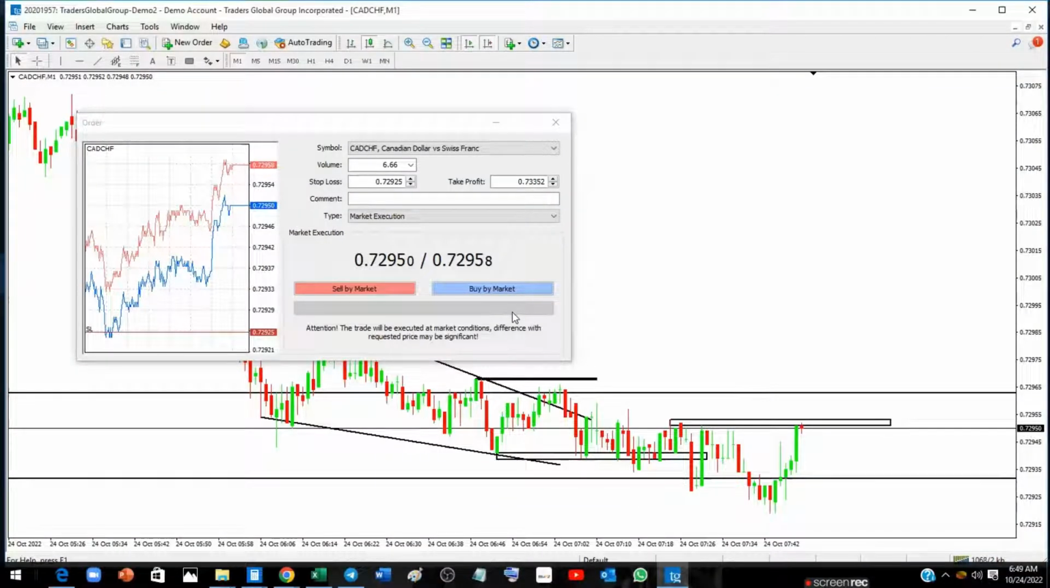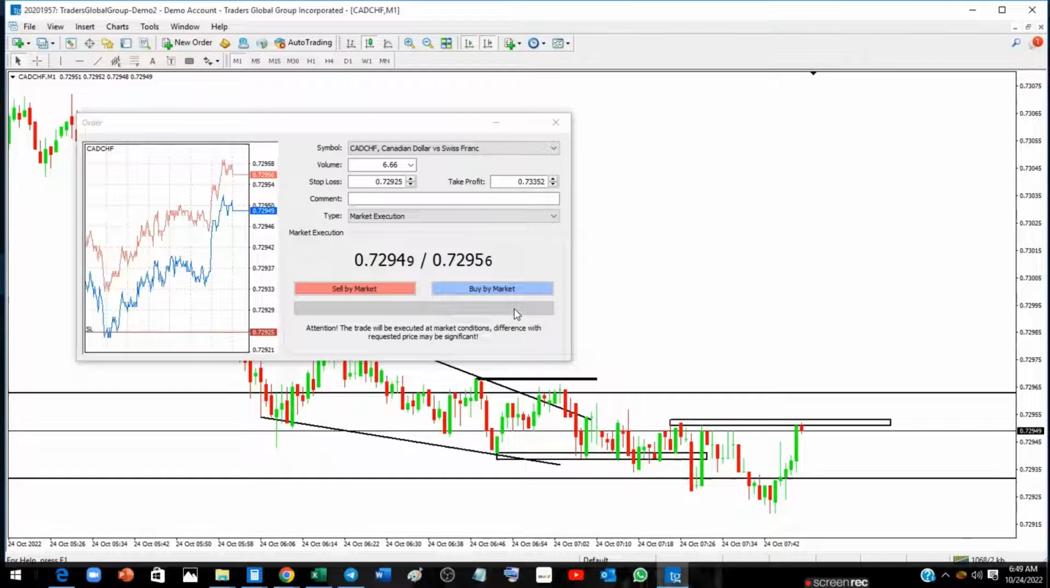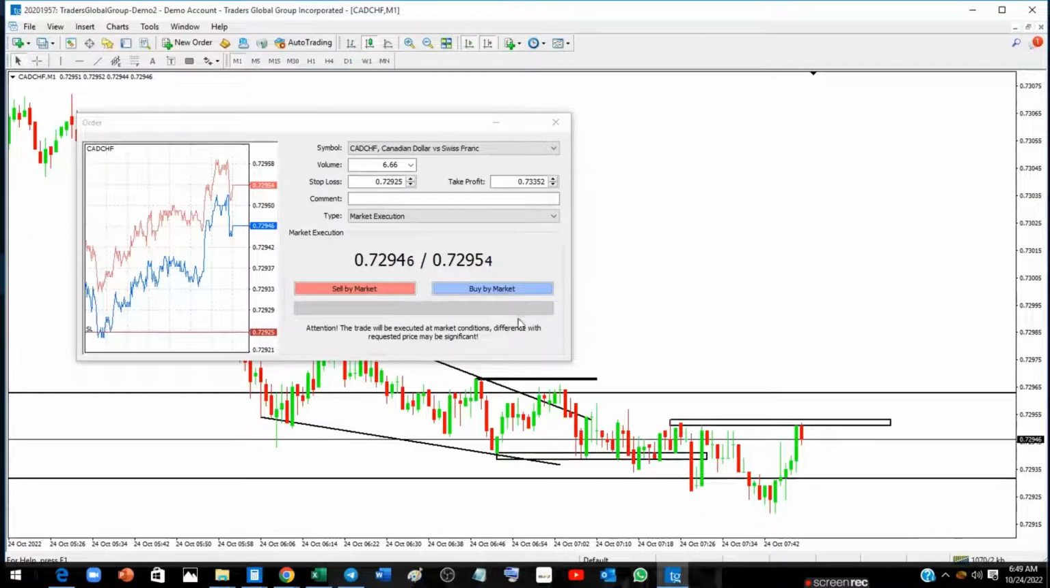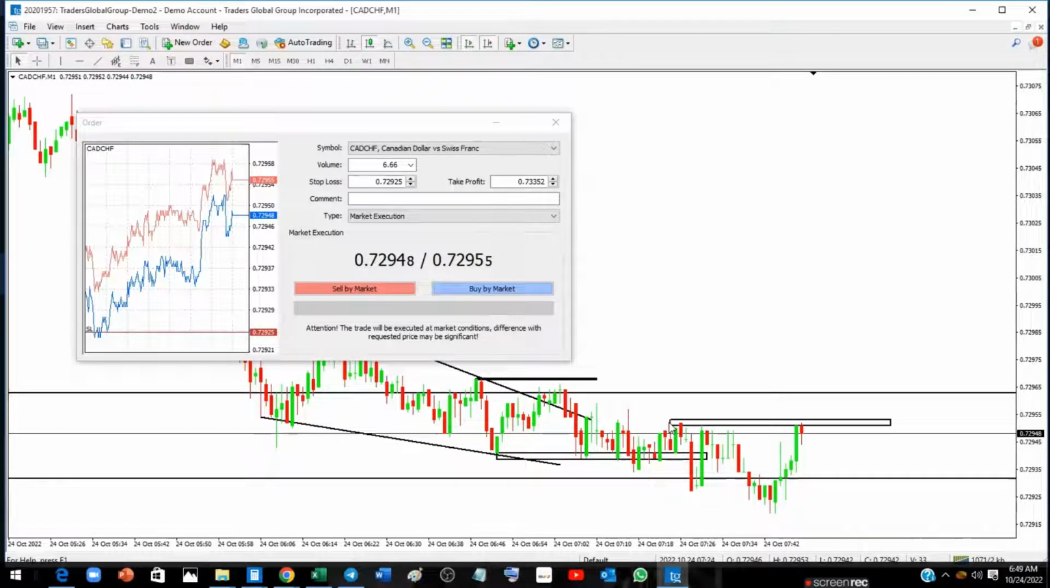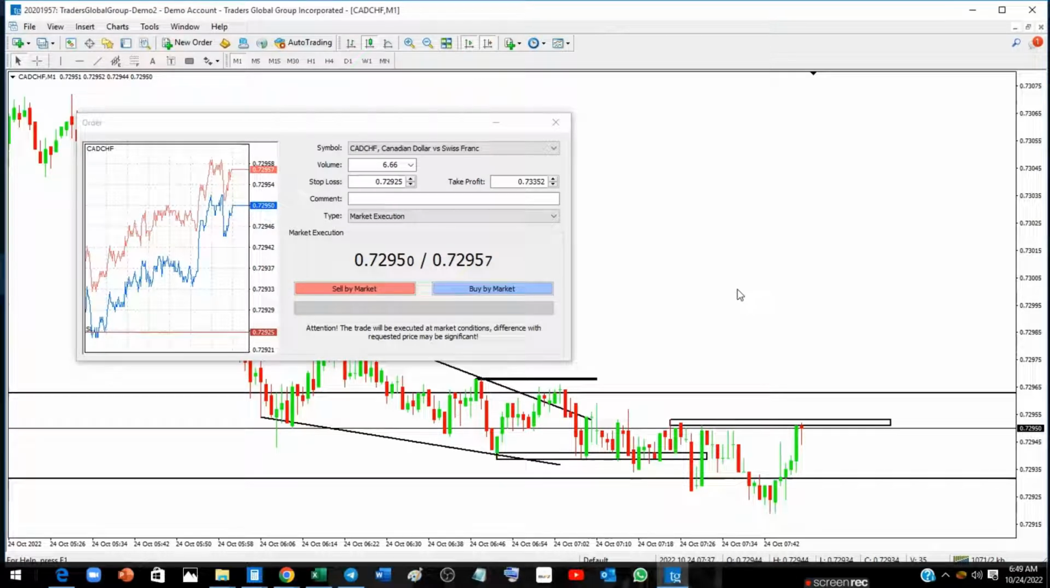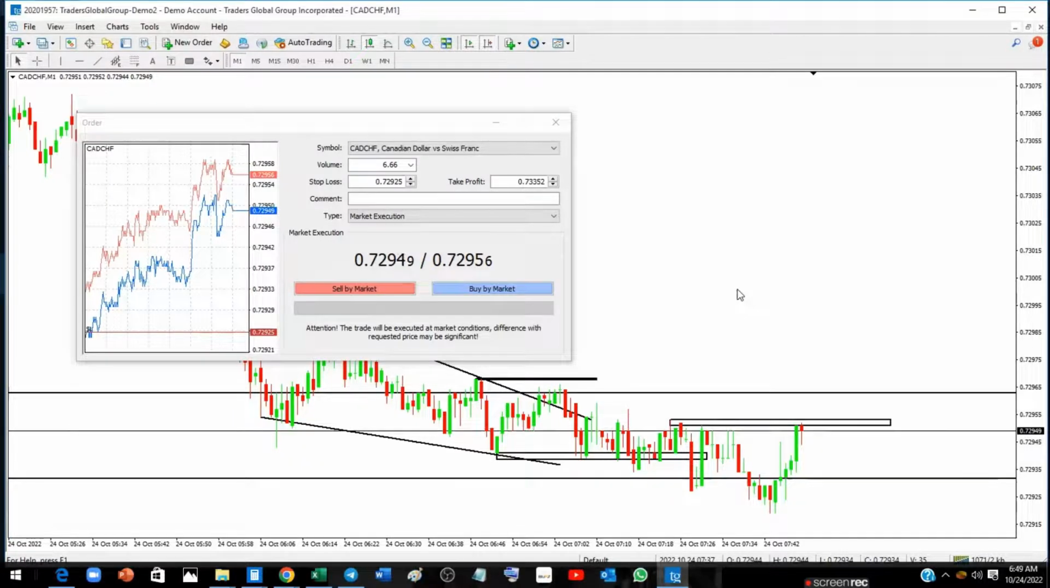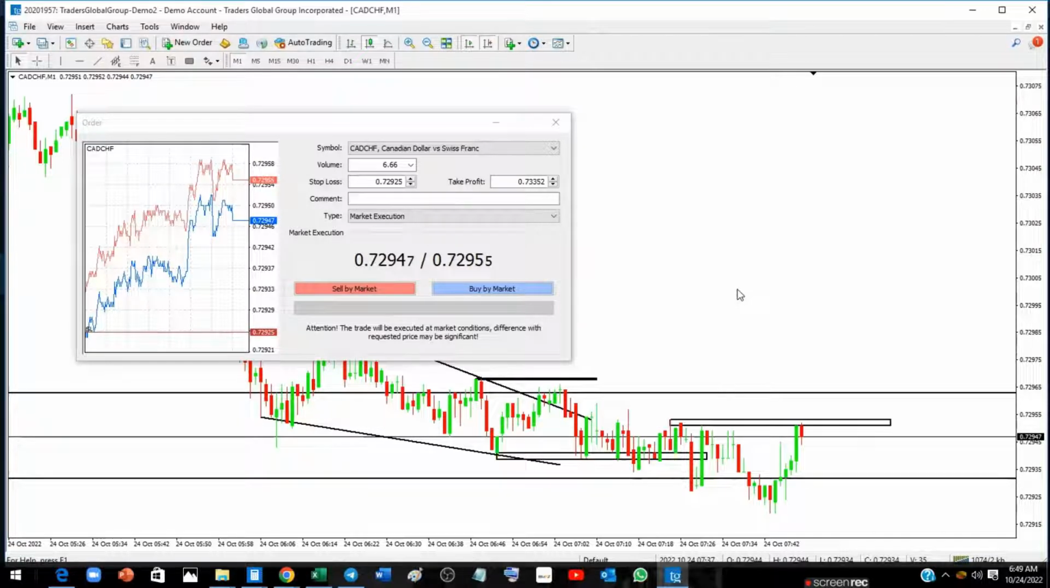Okay. Break this level, we're in. Stop loss just below here. Target above there. Let's break above that level right there. We break above that, then we are good to go in. Wow.